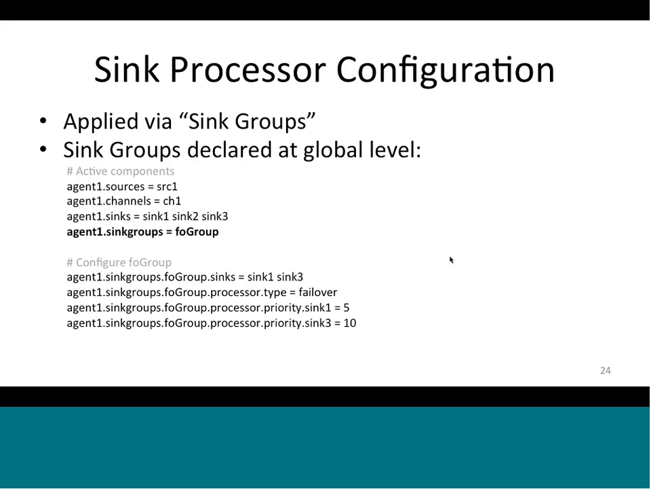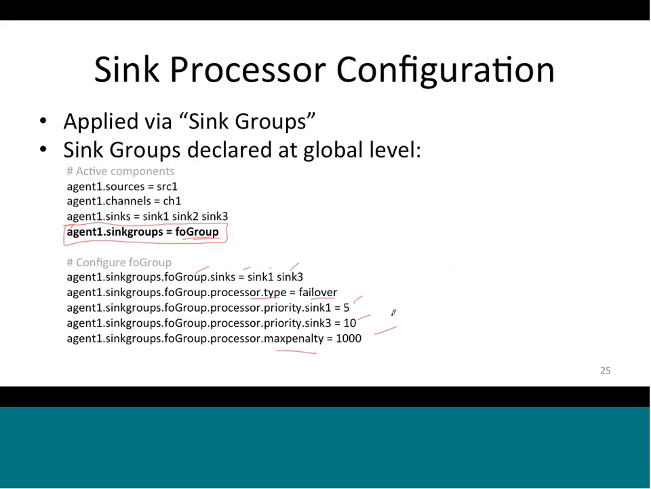Sync processor configuration applied via sync groups. So you can actually start doing sync processors in this way. You can define a sync group like this, FO group. In FO group, you have sync 162. Type is failover. Priority sync 1 is 5, sync 3 is 10, max penalty is 10,000.